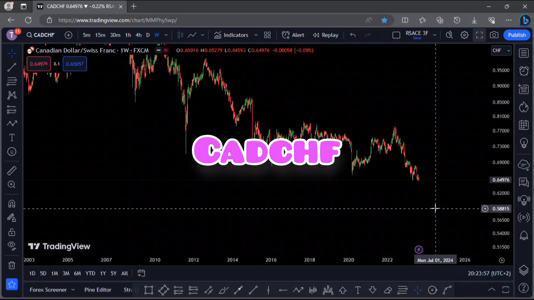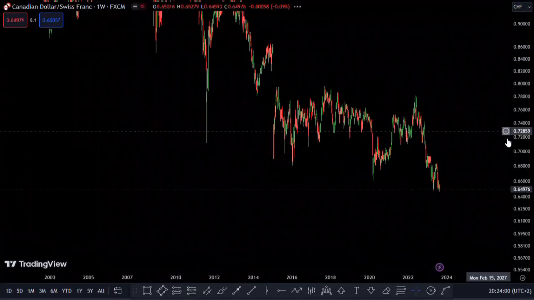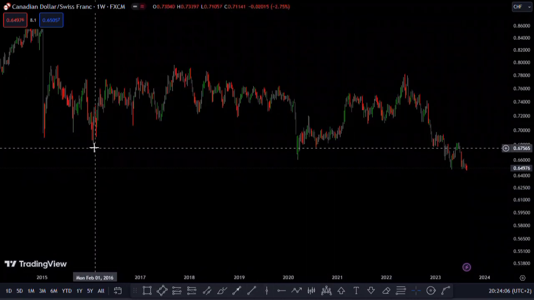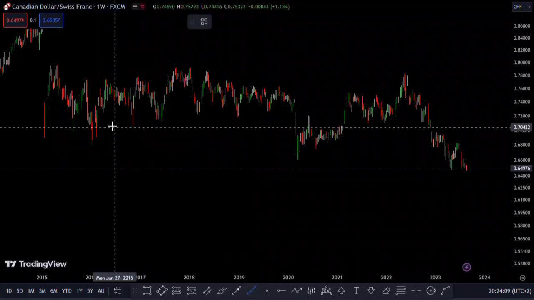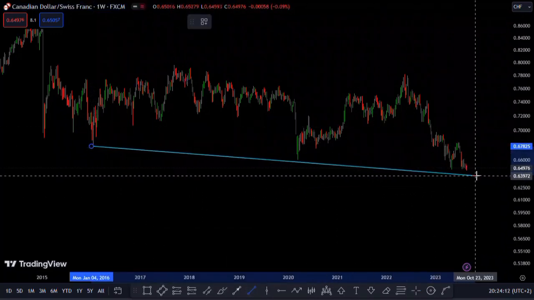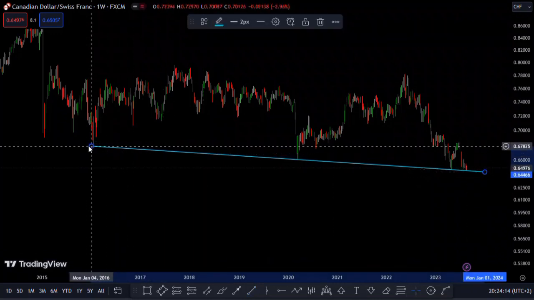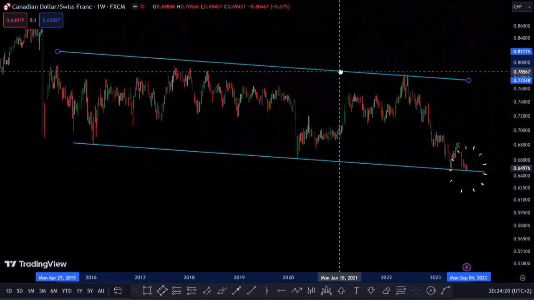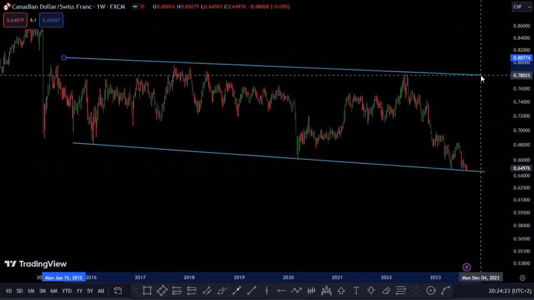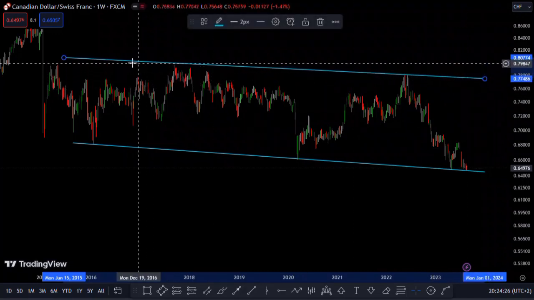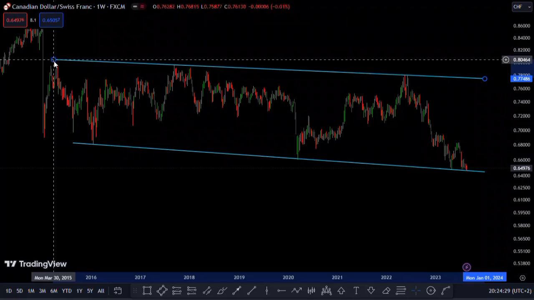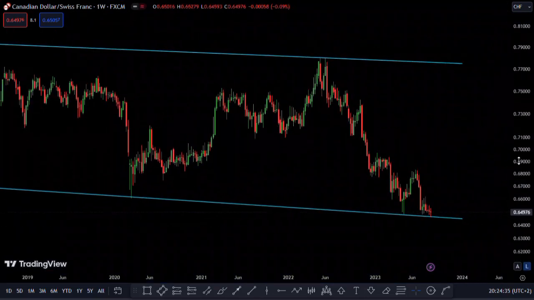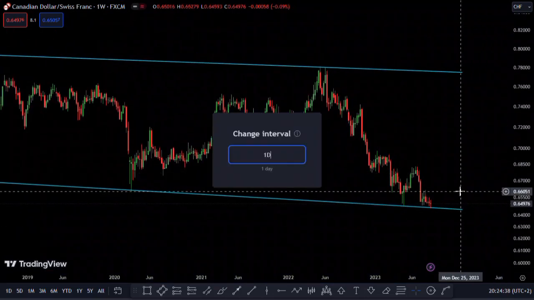This is CADCHF 1 week time frame. The first thing, structure. Okay, so this is how we are moving. Oh, we have already touched the support. We know that if we touch the support, we should be looking for buying opportunities. So let's drop it to a 1 day time frame.